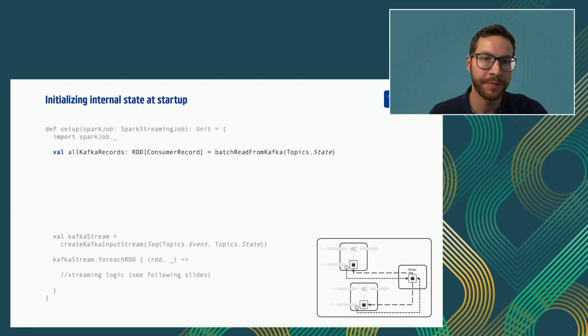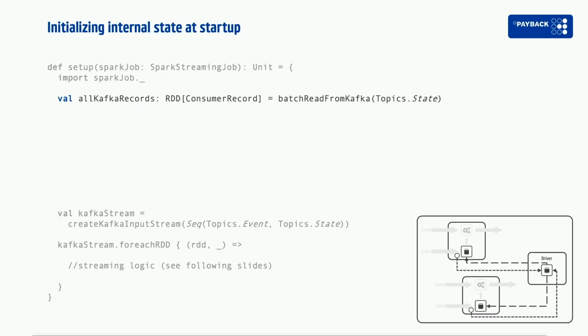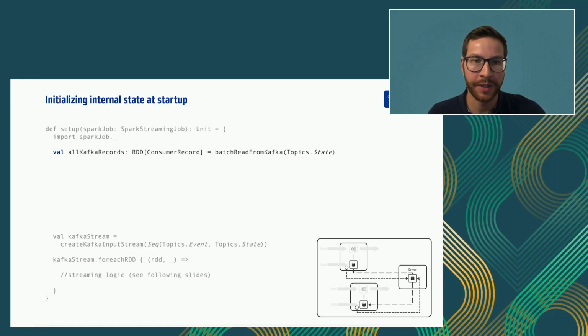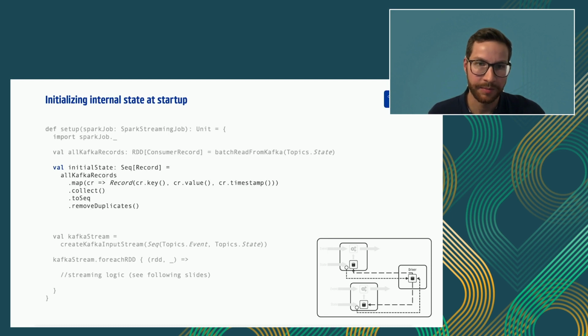So the first thing we do is we do this batch read from Kafka. For simplicity, I won't show the code in there, but I'll just shortly explain it. The first thing in this batch read from Kafka method is we create a new Kafka consumer, then read the beginning and ending offsets for each partition for the state topic, then close the consumer again, and then use the Spark native method for reading from Kafka for these given beginning and ending offsets. That way we have an RDD of all consumer records, which we read from this Kafka state topic.